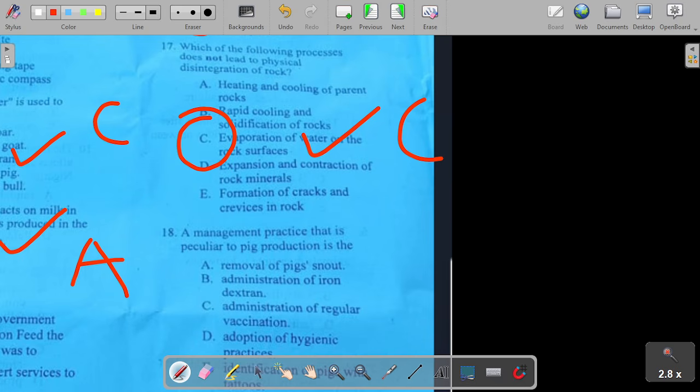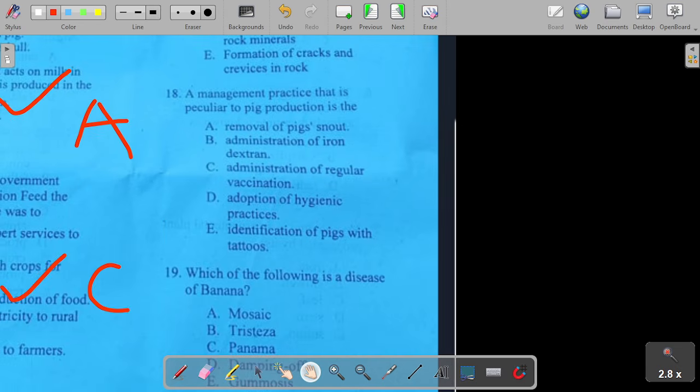The management practice that is peculiar to pig production: removal of pigs, administration of iron dextran, administration of irregular vaccination, no. Adoption of hygienic practices, no. Identification of pigs with tattoos, no. The answer is C. No, I don't know. The answer is not C, it's B. 18 is B.